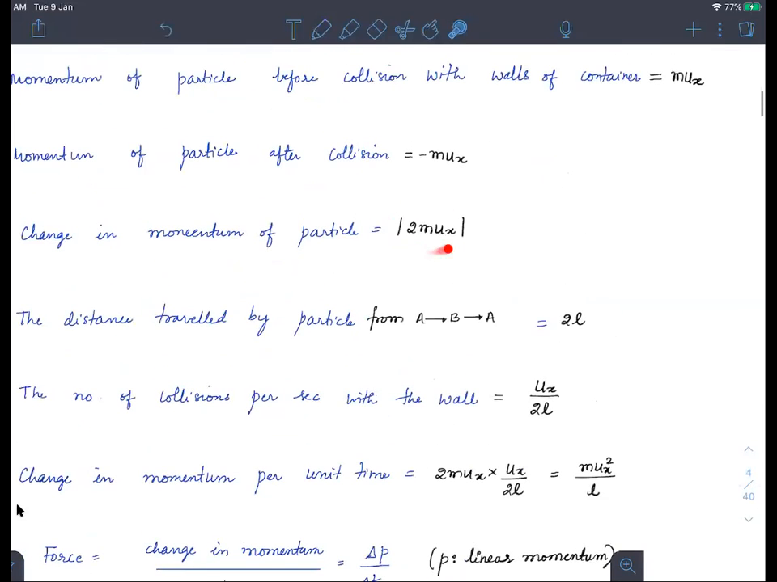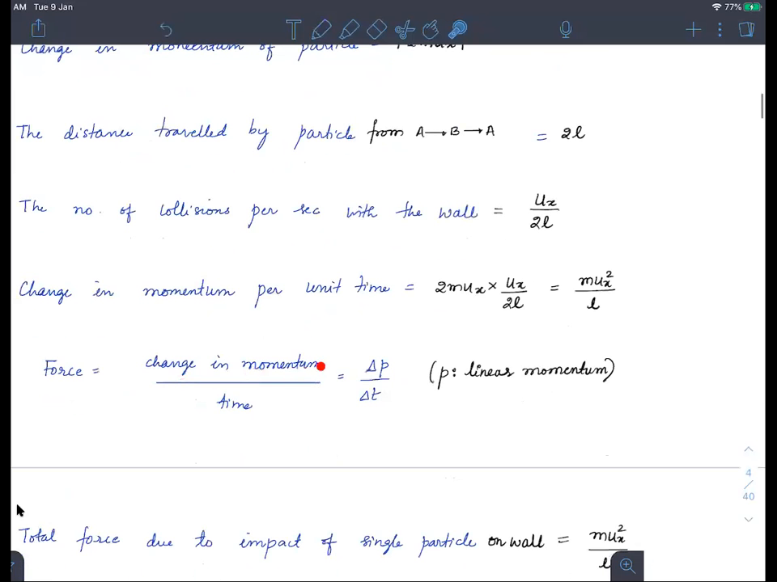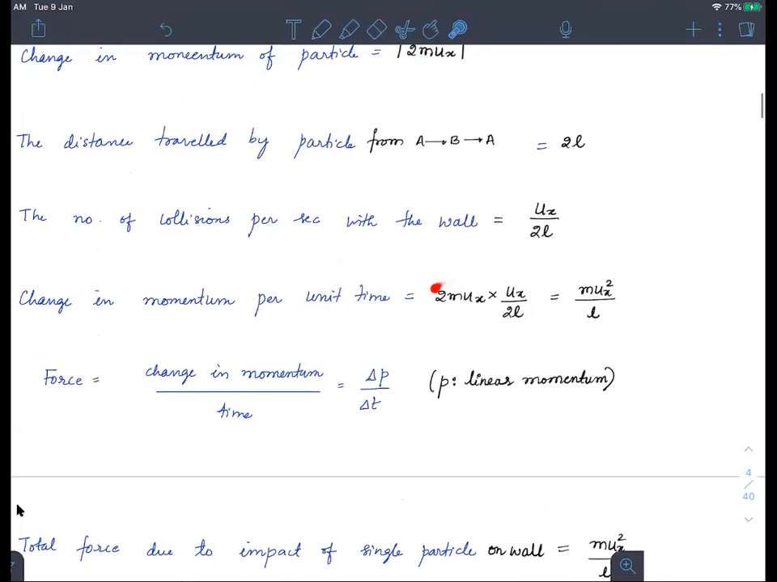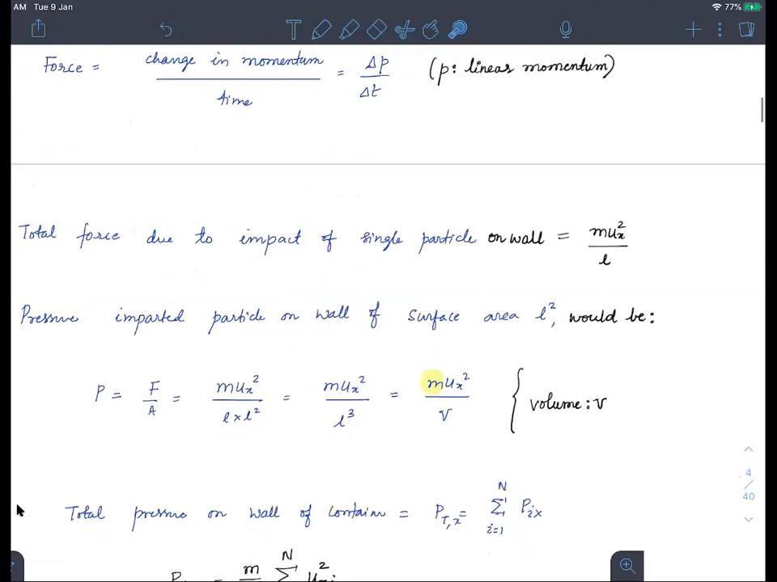This is the change in momentum. Change in momentum per unit time will give us force, delta P by delta T. The change in momentum we have already calculated, 2 mux, per time. So you will get mux square by L as the force applied by that particle on the wall. Pressure would be force divided by area.